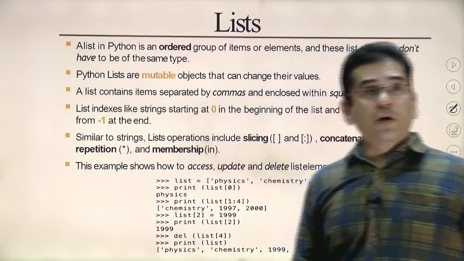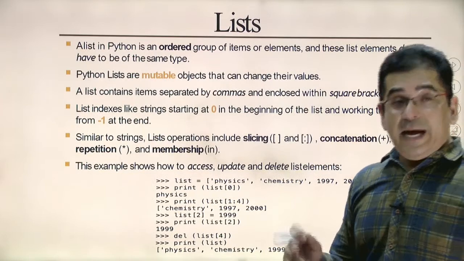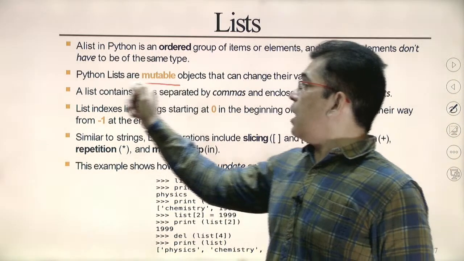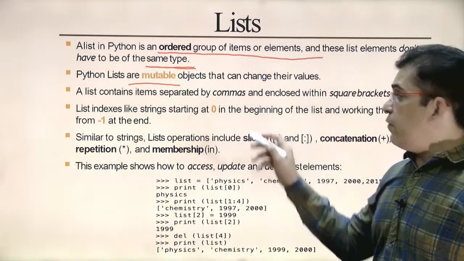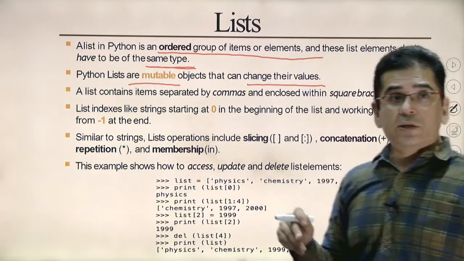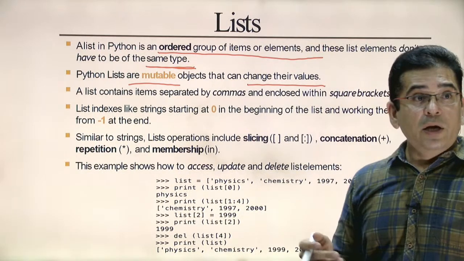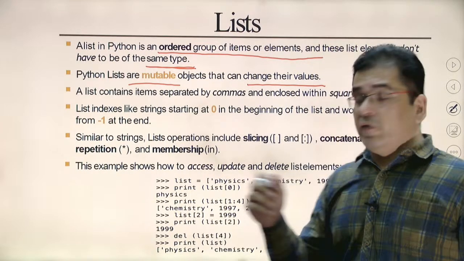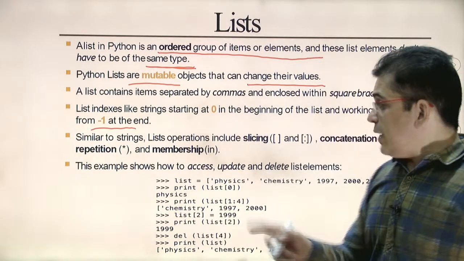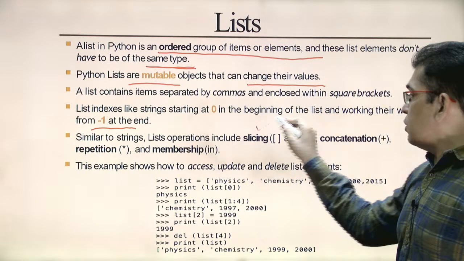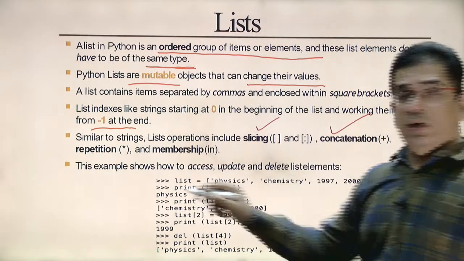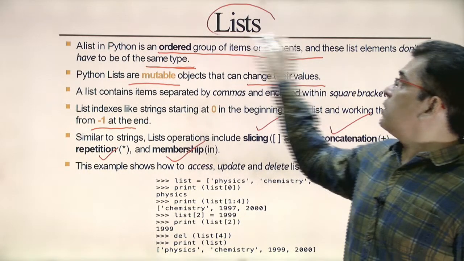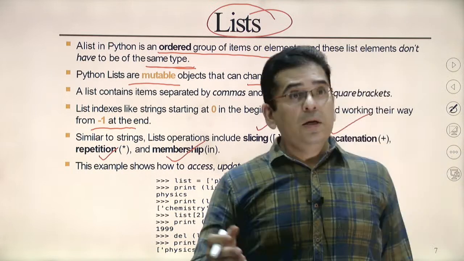Okay, now another kind of data structure in Python is the list. As I already told you, strings are immutable, but Python lists are mutable, which means you can change the values of the list at runtime. Its index goes from 0 to n, and in the reverse direction, the index goes from -1. The same kinds of operations, like slicing, concatenation, repetition, and membership, can be applied on the list data structure as they are applied on the string data structure.